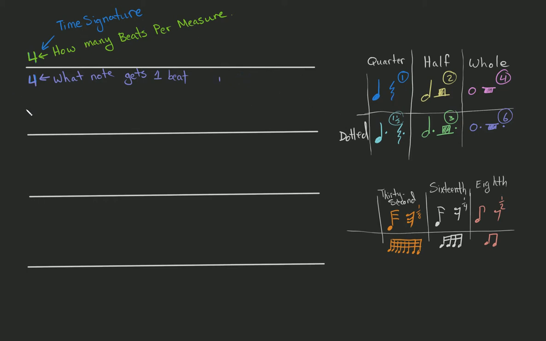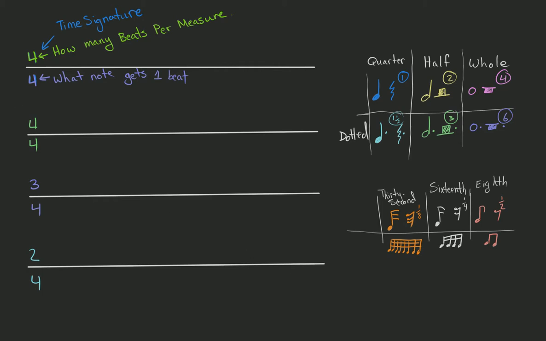Now, we can make up any music we want, but there are 3 major ones we're going to talk about. 4/4 is one of them. The next one is going to be 3/4, and the final one is going to be 2/4. So all this means is we're going to have 4 beats per measure in this example, 3 beats per measure in this example, and 2 beats per measure in this example.